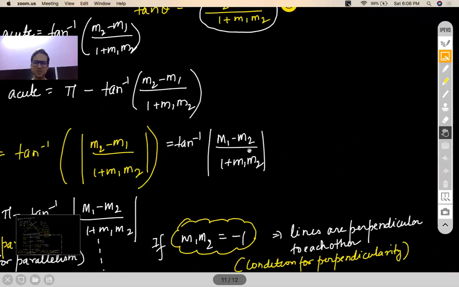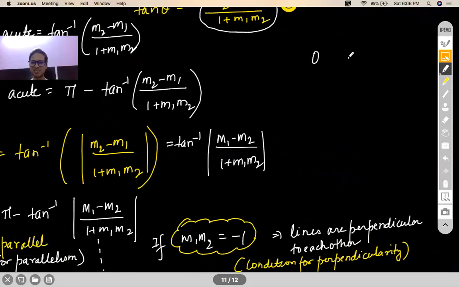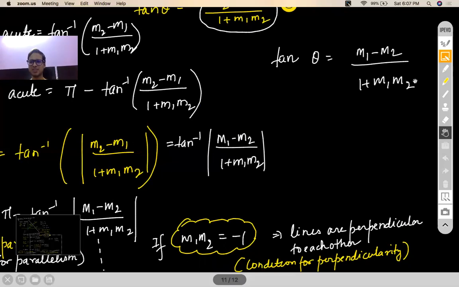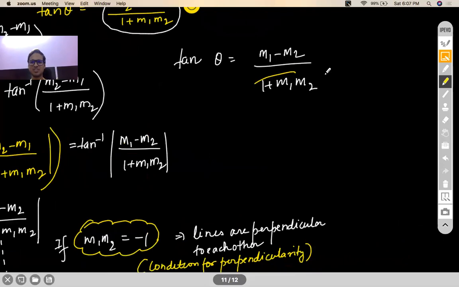If M1 and M2 become -1, let's go back to our expression. Tan of theta was M1 minus M2 by 1 plus M1 M2. Correct? If your M1 M2 product is -1, what will happen? This term will go to 0, right? If this term will go to 0, it means theta will go to 90 degrees. It will become undefined.